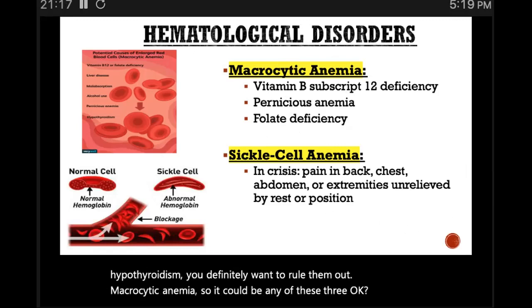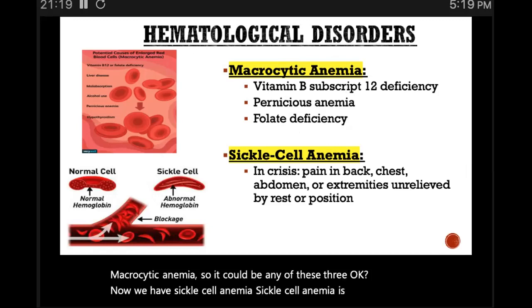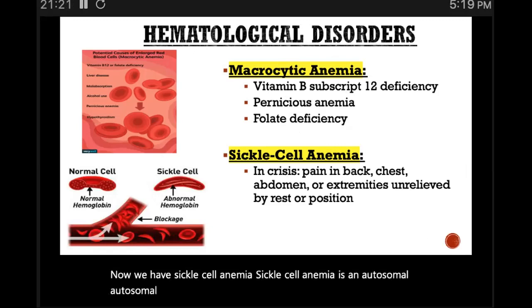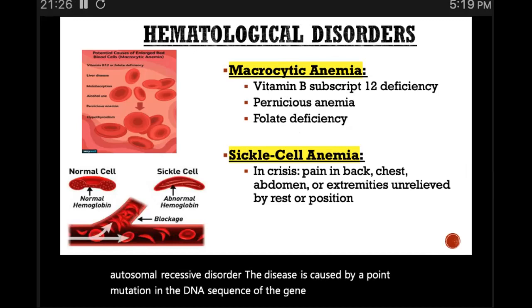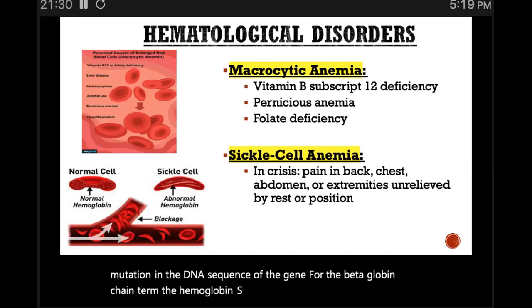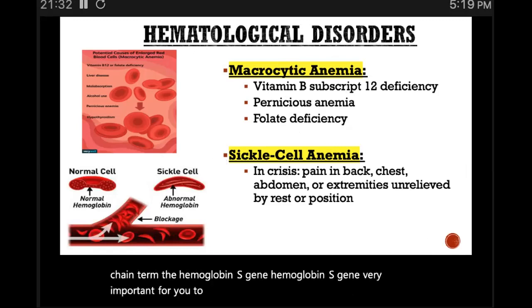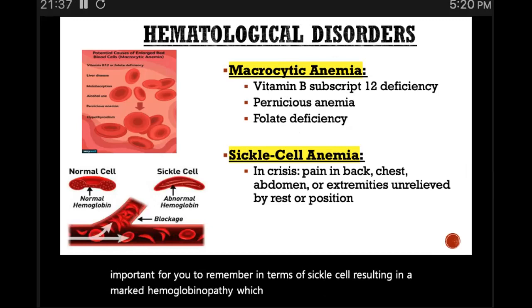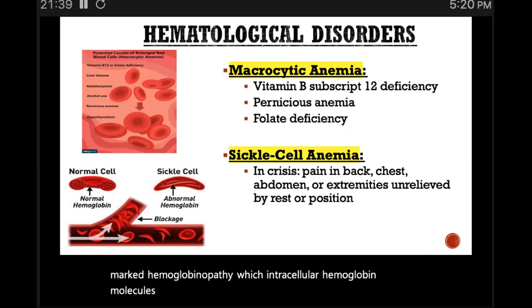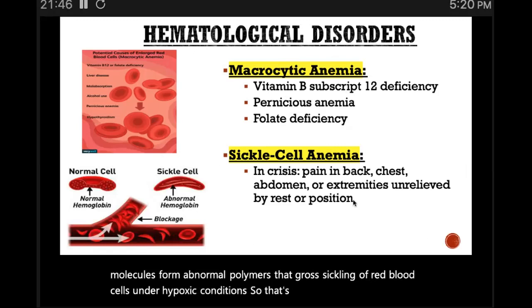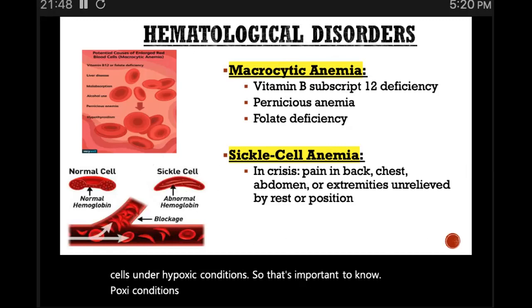Now we have sickle cell anemia. Sickle cell anemia is an autosomal recessive disorder. The disease is caused by a point mutation in the DNA sequence of the gene for the beta hemoglobin chain, termed the hemoglobin S gene. Hemoglobin S gene, very important for you to remember in terms of sickle cell, resulting in a marked hemoglobinopathy in which intracellular hemoglobin molecules form abnormal polymers that cause gross sickling of red blood cells under hypoxic conditions. So that's important to know. Hypoxic conditions will equal a sickle cell crisis, okay?